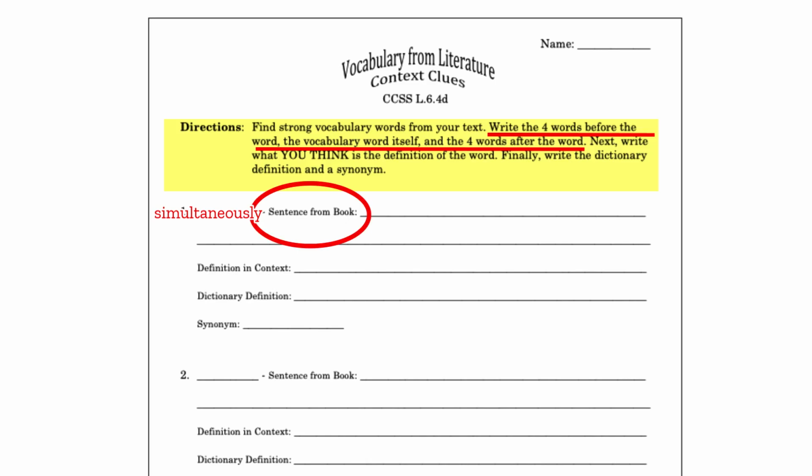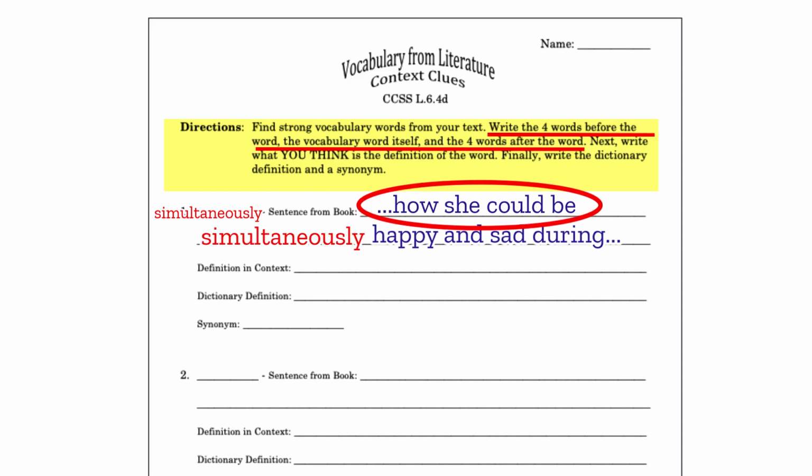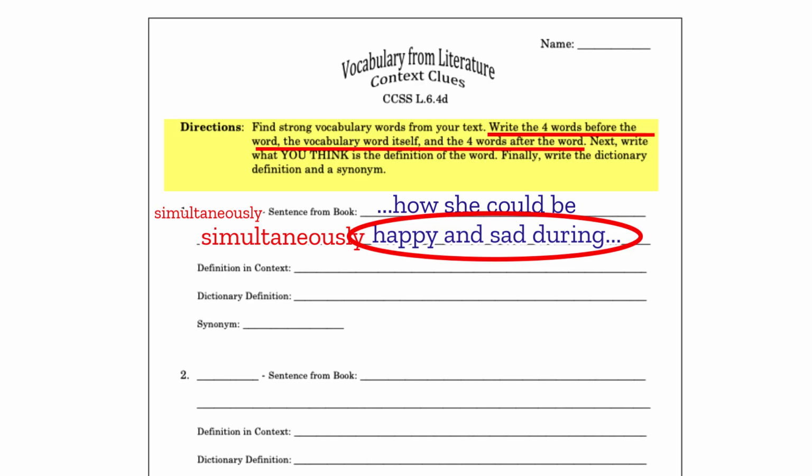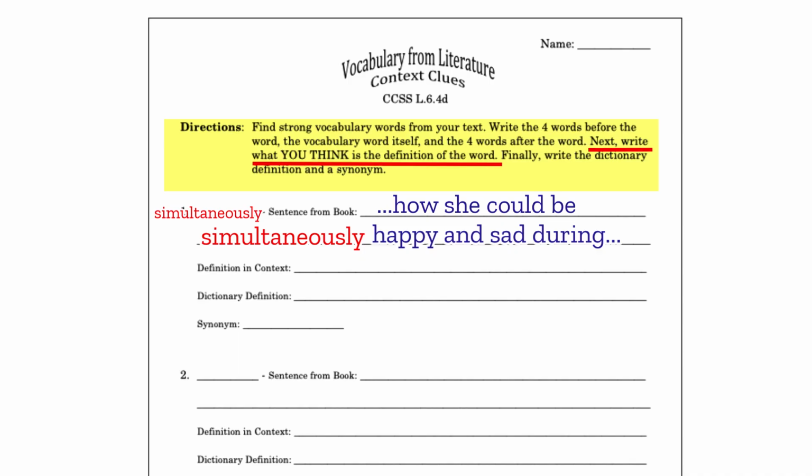So you can see where it says sentence from the book, they're going to put the 4 words before the vocabulary word with the vocabulary word, and then the 4 words after. So they're just writing down a part of the context that they've seen in the book. Then they'll examine it, not just those 9 words, but the whole area. You've trained them to do it. And they'll come up with what they believe is the definition, and they'll write what they think is the definition where it says definition in context.